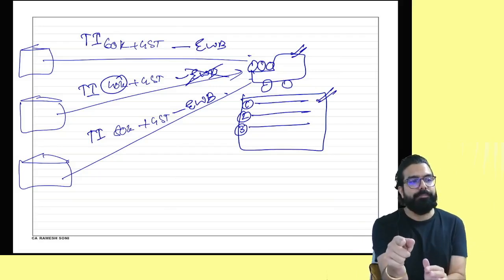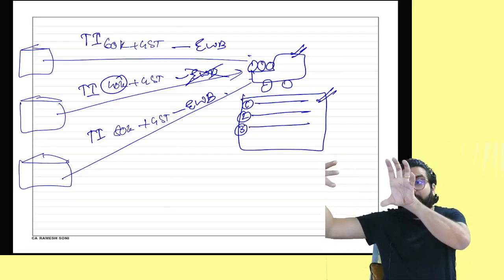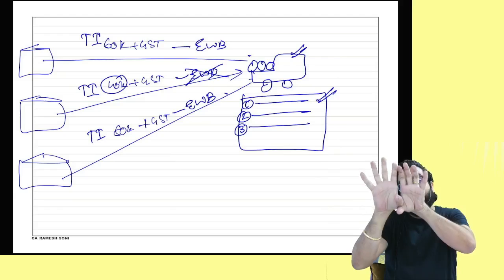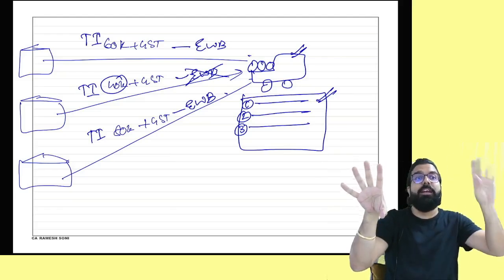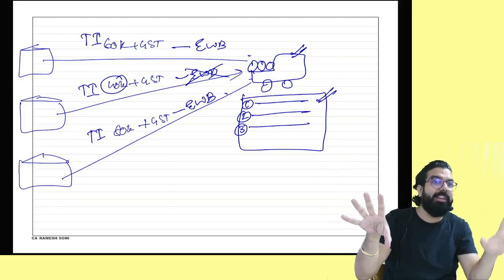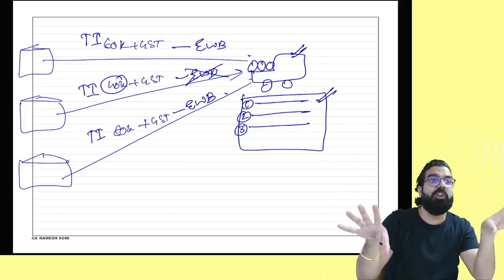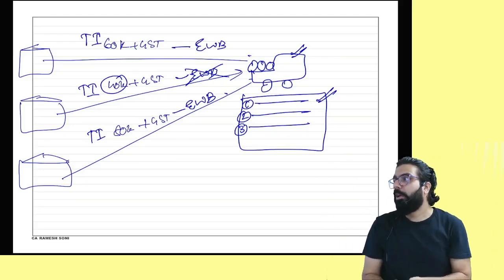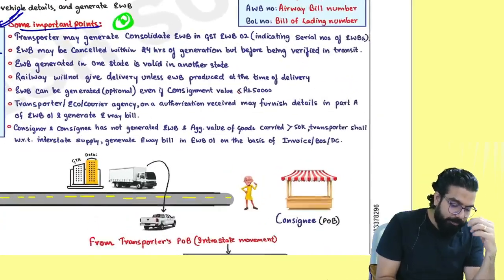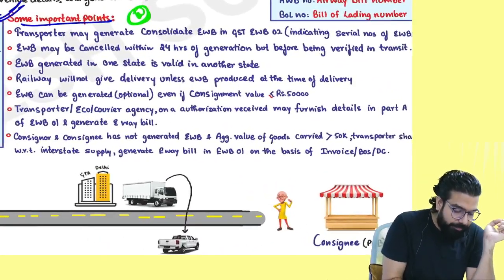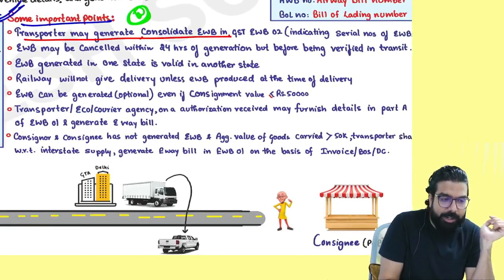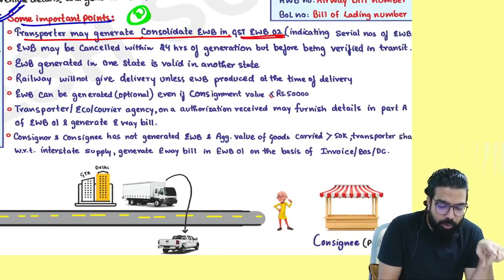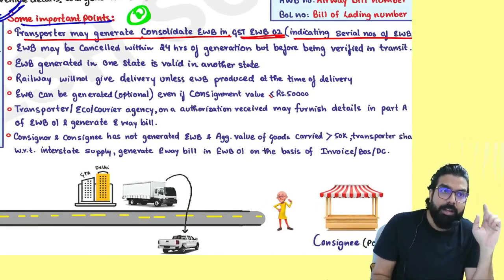But remember one thing, 3 invoices means first generate 3 eBay bills, and those 3 eBay bills you can consolidate in one document. That document is known as consolidated eBay bill. It is not that one eBay bill can be generated for 3 invoices. Everyone over here now, let's go ahead. It says the transporter may generate a consolidated eBay bill in EWB02 indicating the serial numbers of the eBay bills.